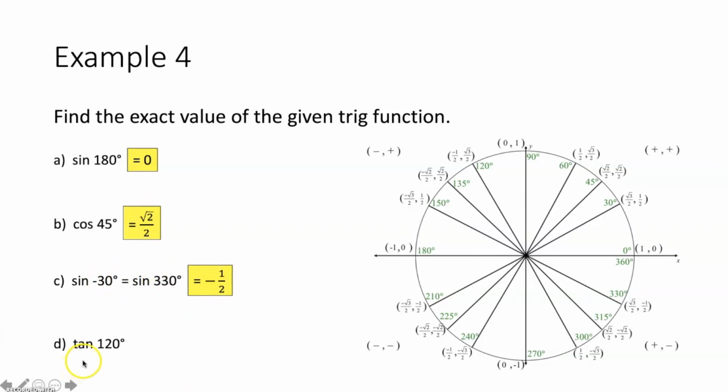Part D, we want to find tangent of 120 degrees. So where is 120 degrees on the unit circle? Here it is. And remember, tangent requires that you take the y-coordinate of your point on the unit circle and put it over the x-coordinate of your point on the unit circle. And then you just have to simplify that fraction. So rad 3 over 2 divided by negative 1/2 is the same as rad 3 over 2 times the reciprocal of negative 1/2. So then we multiply the numerators and denominators, and the 2's actually cancel each other out, and we're just left with negative rad 3. So tangent of 120 degrees is equal to negative rad 3.